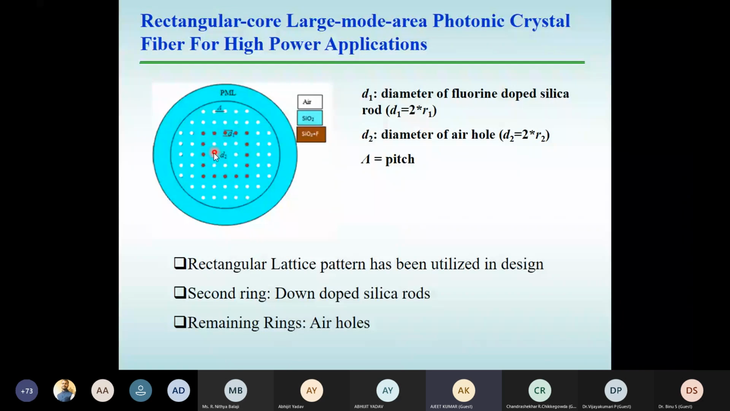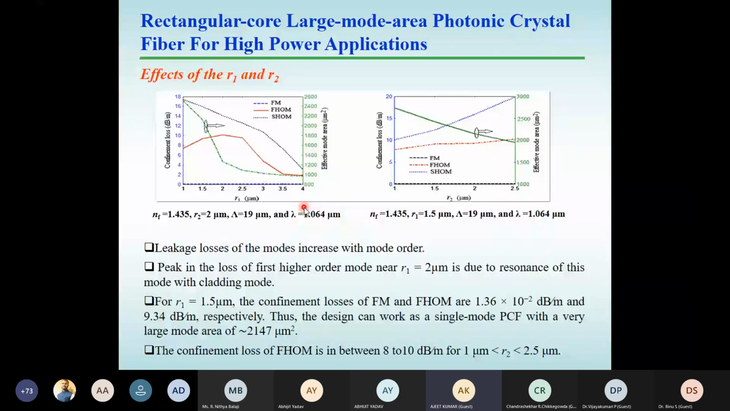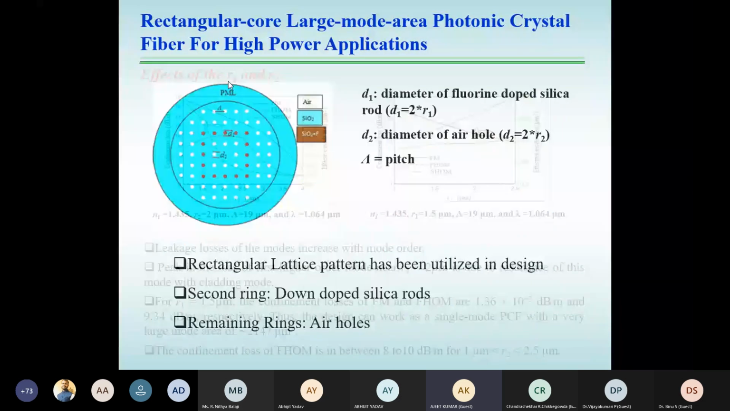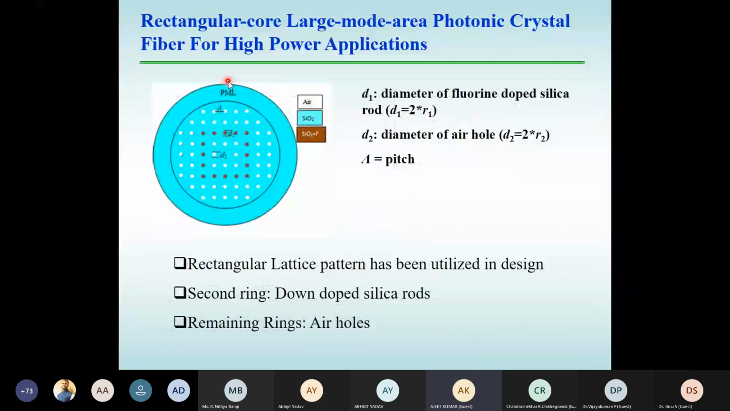So as I have mentioned, you can use the air hole, but at the same time, you can also use the rod. Here we have used the combination of the rod as well as the air hole, and the pitch is the separation between two consecutive air holes. In order to do the analysis of this, we have seen the effect of the parameters R1 and R2, where I think I earlier mentioned what R1 is. D1 is equal to 2 times R1. So R1 is the radius and D is the diameter.